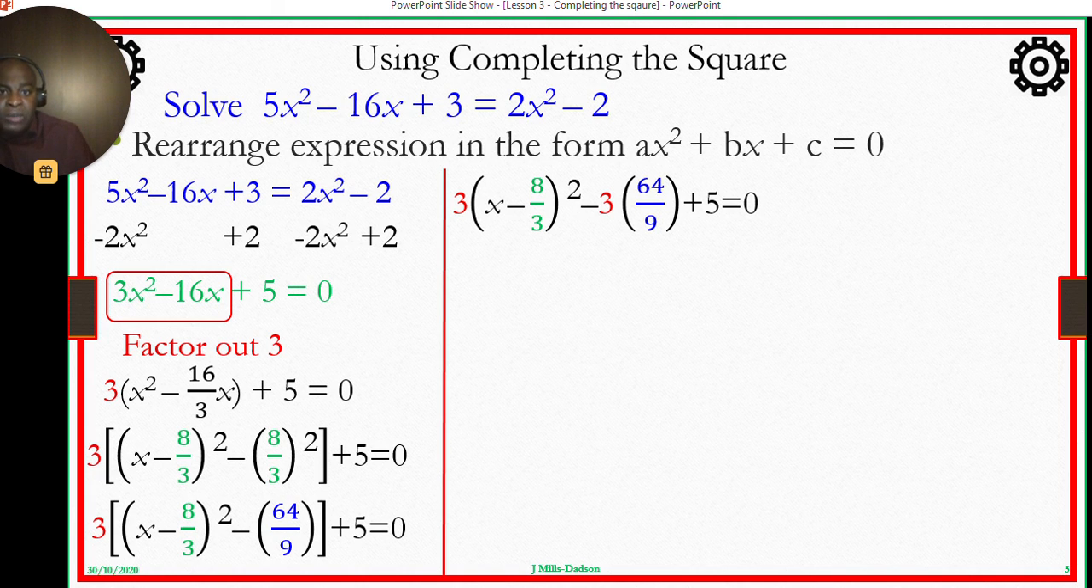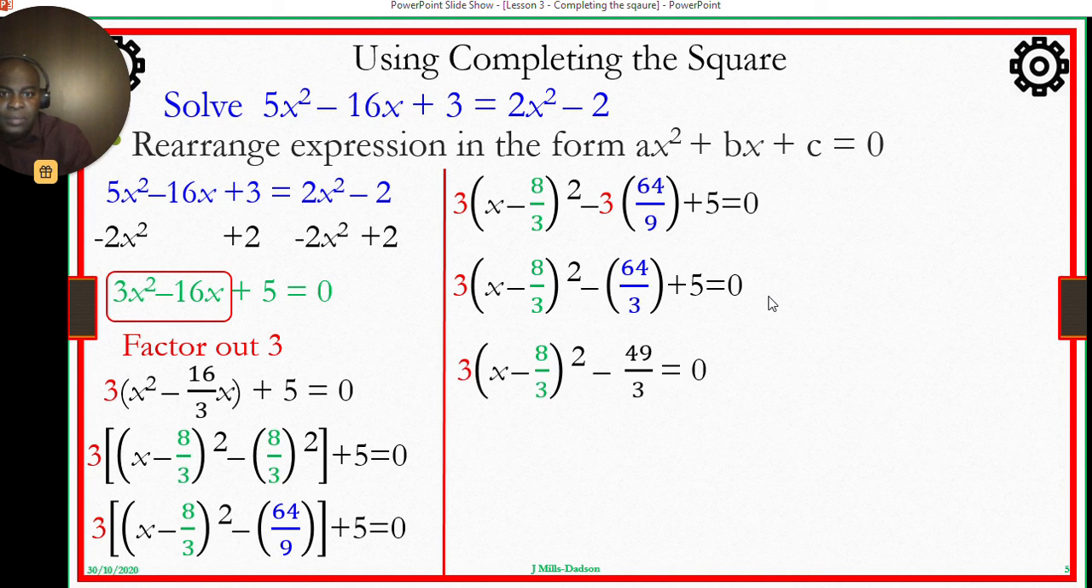Next is work out 3 into bracket 64 over 9. Work out what that will be. Now work out negative 64 over 3 plus 5. Now we need to add 49 over 3 to both sides of the equation. We are now solving the equation.